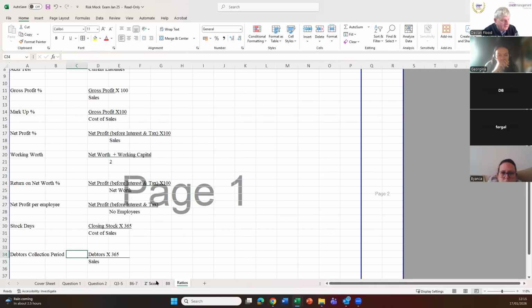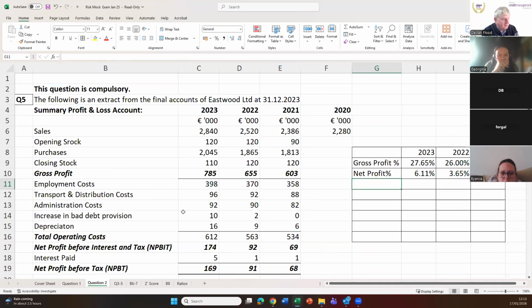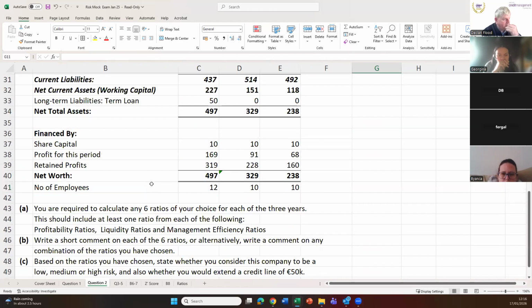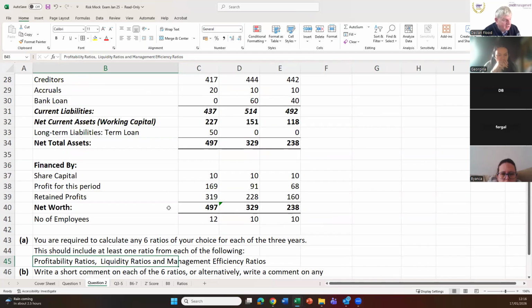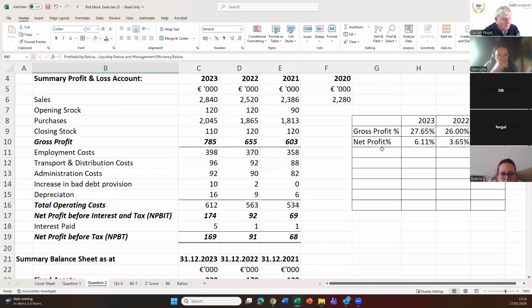Now the question does give you guidance. It says, look, you have to do, what does it say? Profitability. So one from each of the following: one profitability, one liquidity, and one management efficiency. So I've done two profitability. Liquidity then is either your current ratio or your quick ratio, and management efficiency then is your stock, your debtors, or your creditors. So again, make sure that you do one from each.